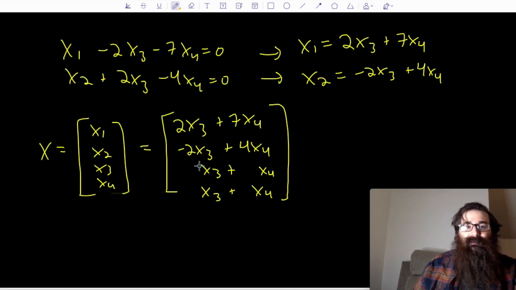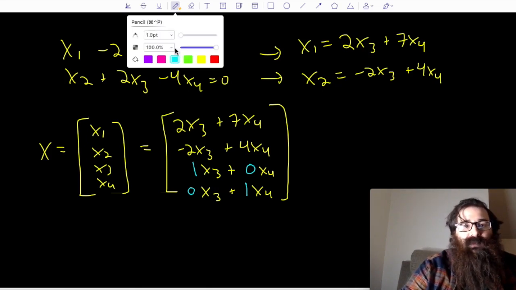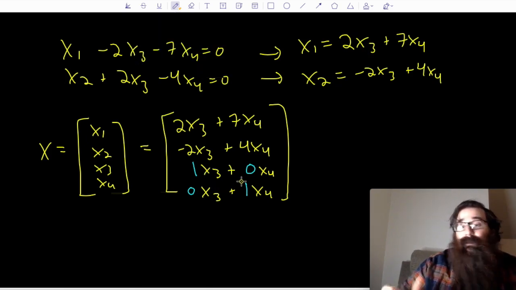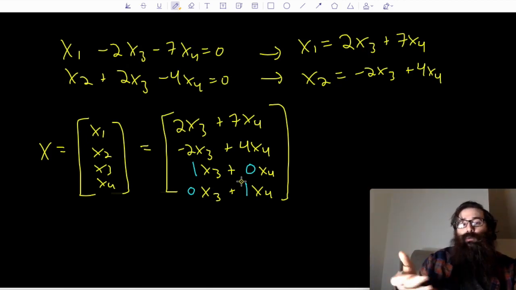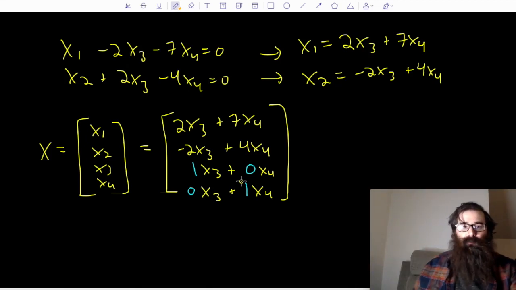X sub 3 is x sub 3. And what we mean when we say that is x sub 3 is 1 x sub 3 and no x sub 4. And similarly, x sub 4 is equal to x sub 4, so it should be a 1 x sub 4 and a 0 x sub 3. But you're going to see why in the next few steps, why this might not be such a bad idea. Do you have to write it this way? No, I think you can still be successful finding the parametric vector form of the solution without building these sort of excess terms, but doing it really gets you there very nicely and very quickly.